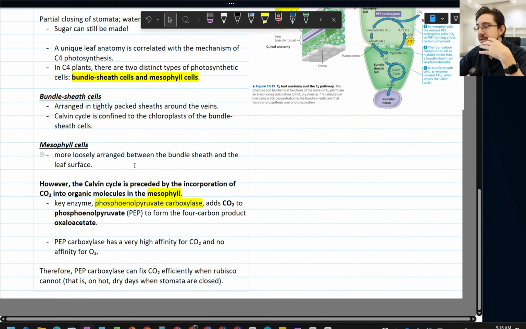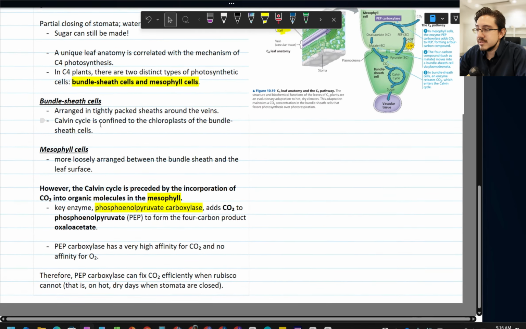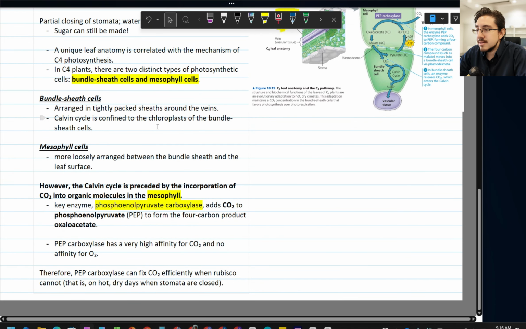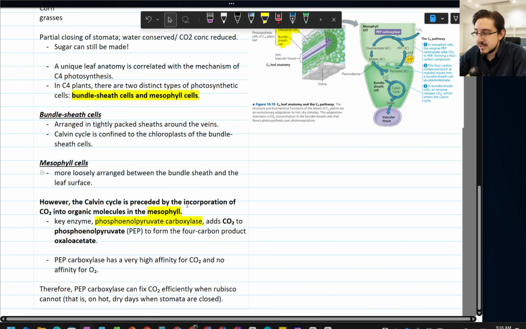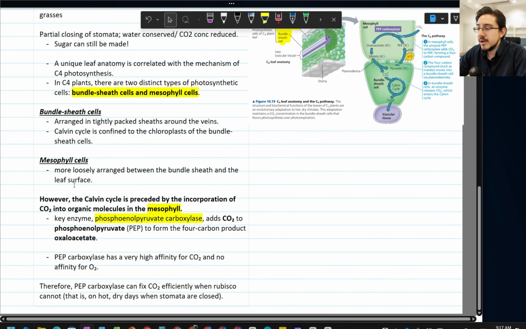Bundle sheath, the name tells you they're surrounding the veins, this vascular tissue. And within the leaf, the Calvin cycle is confined to the chloroplast of the bundle sheath cells. So the Calvin cycle is occurring here in the bundle sheath. They're tightly packed. And then you have the mesophyll, as I mentioned before. They're more loosely arranged between the bundle sheath and the leaf surface, the epidermis there.